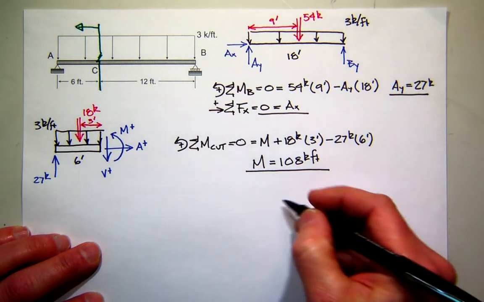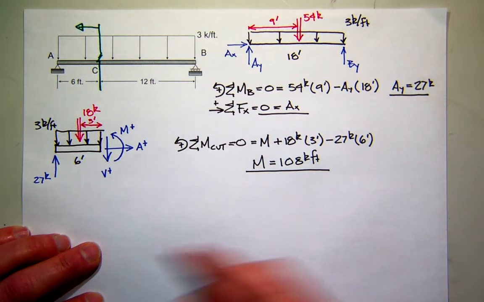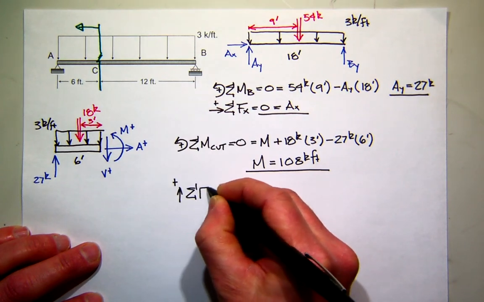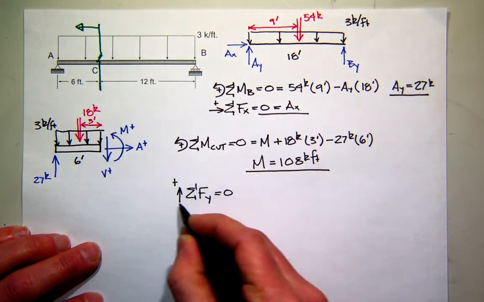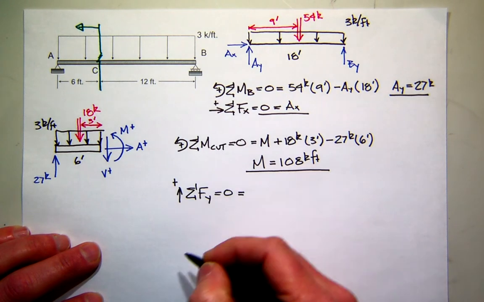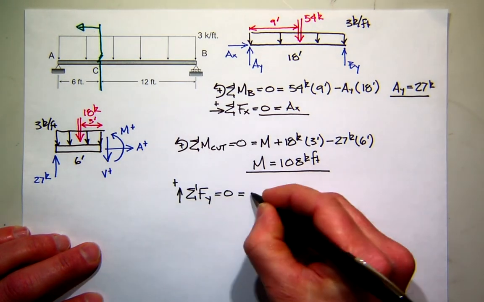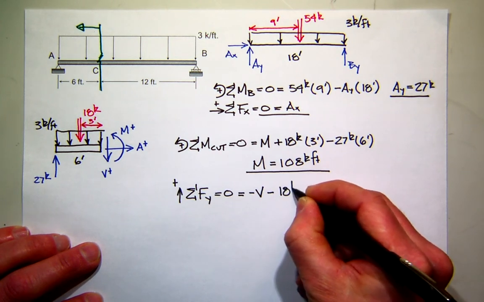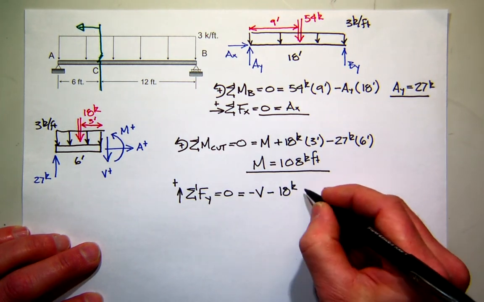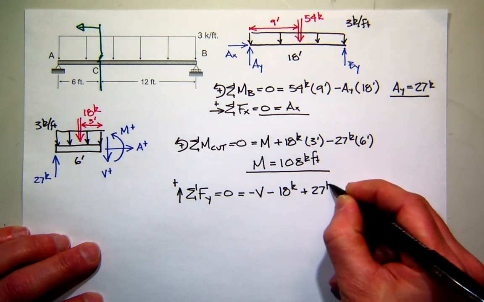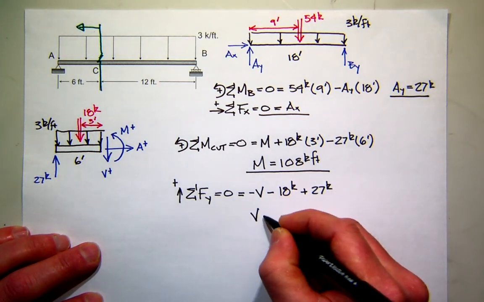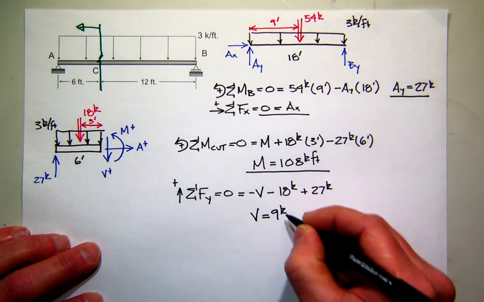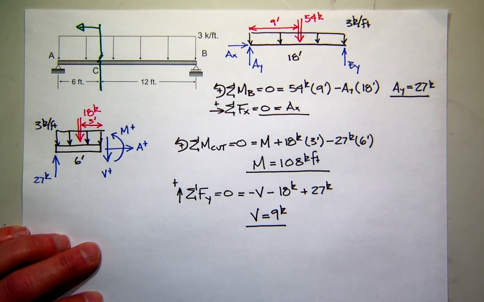Now let's find the shear. Any questions about this, by the way? Nope. So let's find the shear. I'll sum my forces, assuming up is positive, to make sure they're in equilibrium. Looking at my forces, my shear force is acting down. My concentrated equivalent force is acting down, that's 18 kips. And my reaction force is up, 27 kips. It looks like shear is going to be equal to 9, and it's positive.